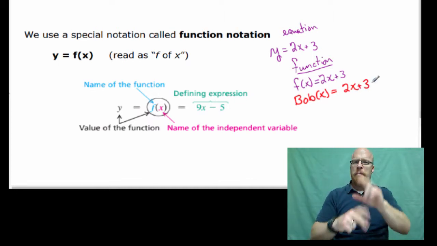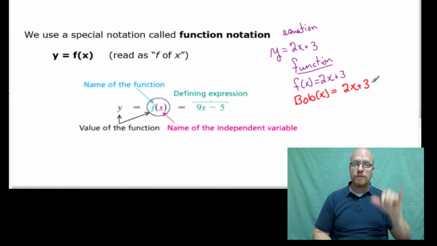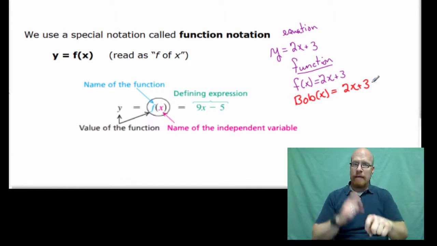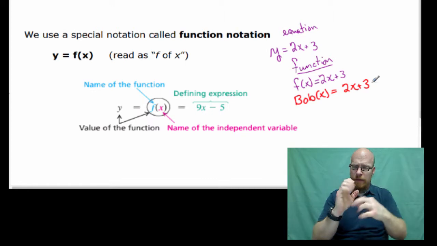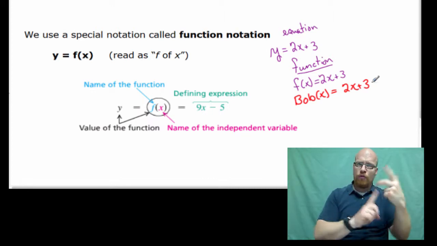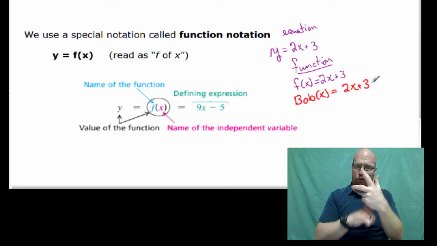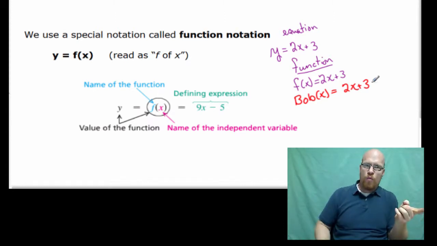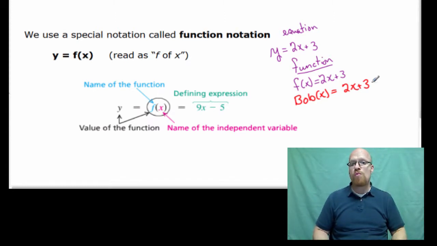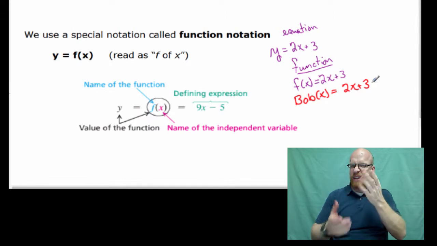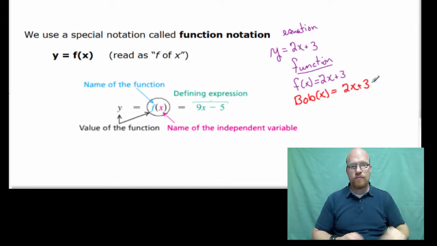Okay, I'll change the name to Bob. Bob of x. This function named Bob has x as its input. It uses the rule 2x plus 3. You take x, multiply by 2, add 3, and you get an answer. We can see the parts here labeled in front of us.